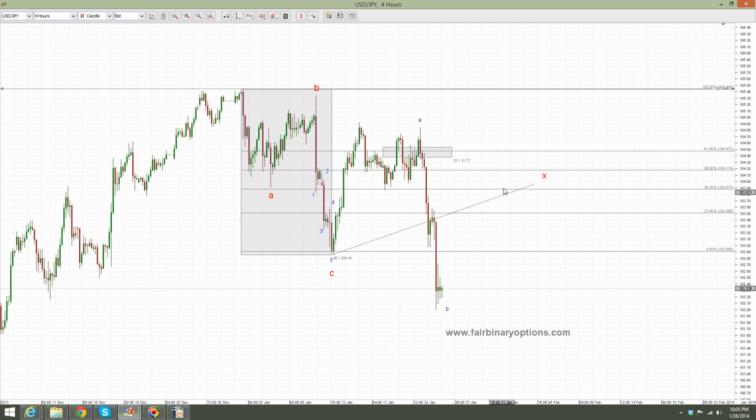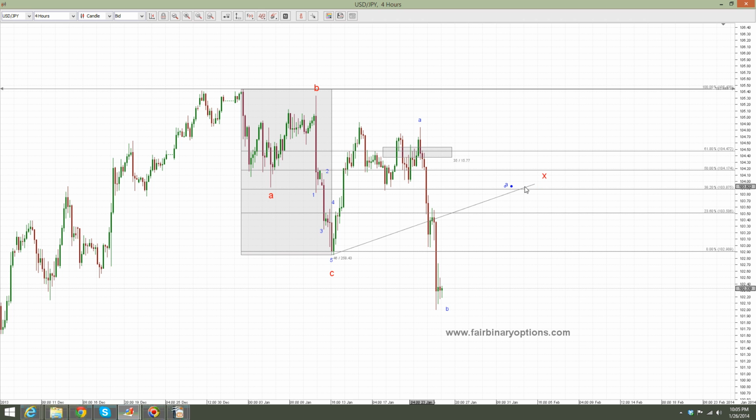Now we are looking for a five-way structure. Now this five-way structure normally should go and break these highs, but if it doesn't break these highs, it will be called a C failure. So we are looking for a C wave out of this degree to go to the upside.